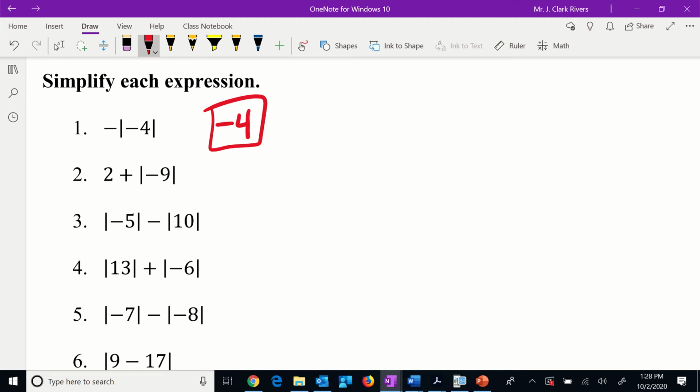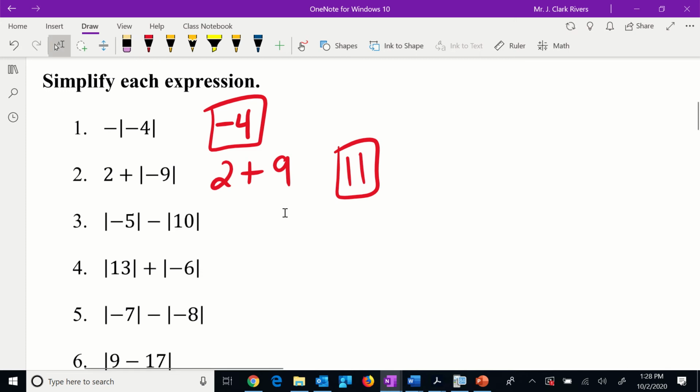All right, on number two, we have some operations. Let's take the absolute value first. Remember, treat absolute value almost like parentheses. If there's any operations to be done inside the absolute value, do that first. If there's an absolute value to be taken, do that as well before you do anything outside the absolute value. So it's going to be 2 plus, what's the absolute value of -9? What is the distance -9 is from 0? -9 is 9 units away from 0. So 2 plus 9, we get 11. 11 on number 2.